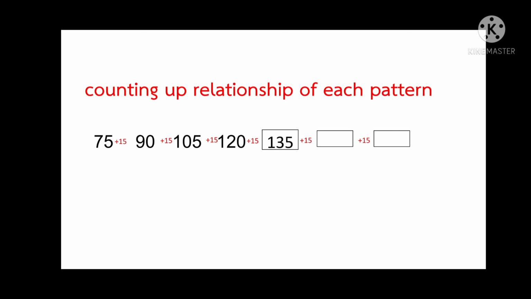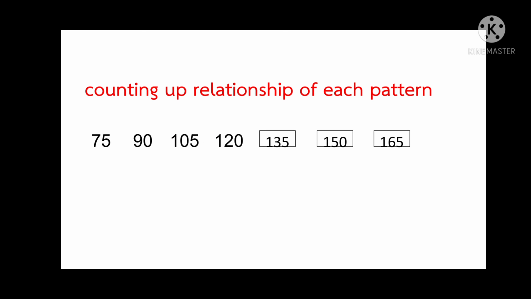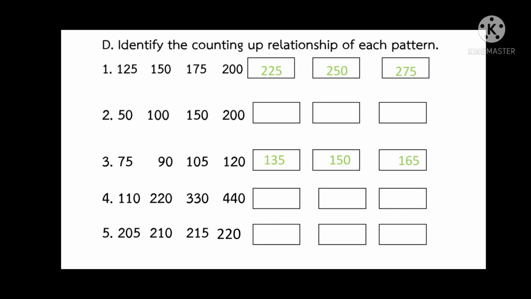When we plus 15 after every number, 120 plus 15 gives us 135, plus 15, 150, plus 15, 165. This is our answer. Good job! Let's see. We have solved number 1 and number 3 with me. Now, you try to solve 2, 4, and 5 on your own, and we will check the answers.